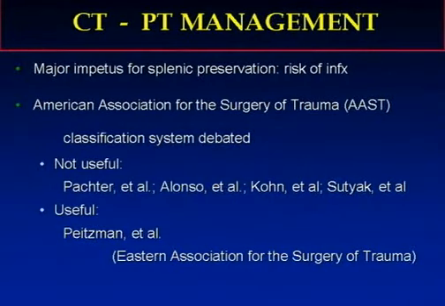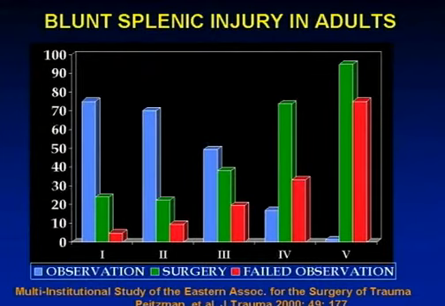Which brings us to the point, how good is CT at predicting what patients need to go to surgery? And as you know, splenic salvage is really important because it helps to decrease the risk of infection. So you always try and salvage the spleen if you can. And it's been somewhat controversial whether or not classification systems are useful in the surgical literature. This is a multi-institutional study that was published in 2000, as you can see, and what it shows is that using the grading scale of injury, the higher the grade of injury, the more common it was for patients to have to go to surgery.